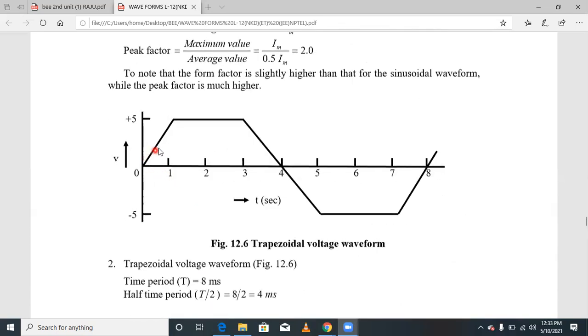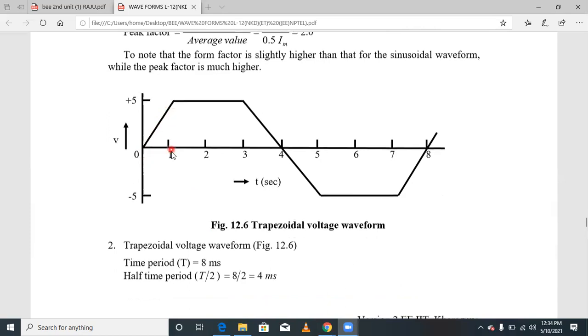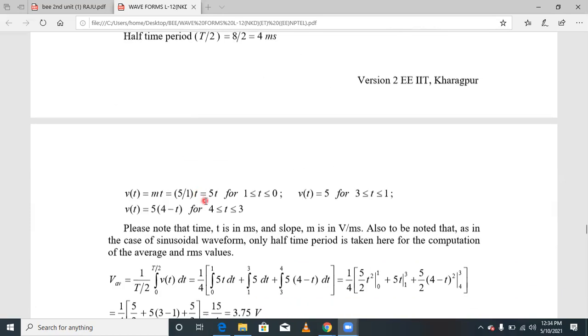This is the slope of the triangular part. This is generally called a ramp function, with increasing slope. So that is equal to 5t for 0 less than or equal to t less than or equal to 1. In this time period, this is the expression.